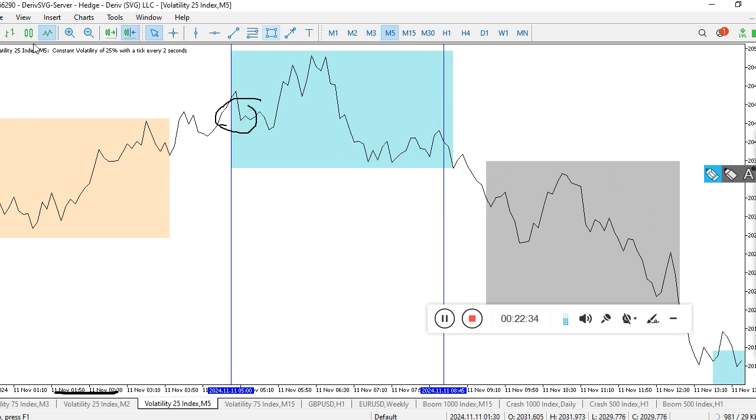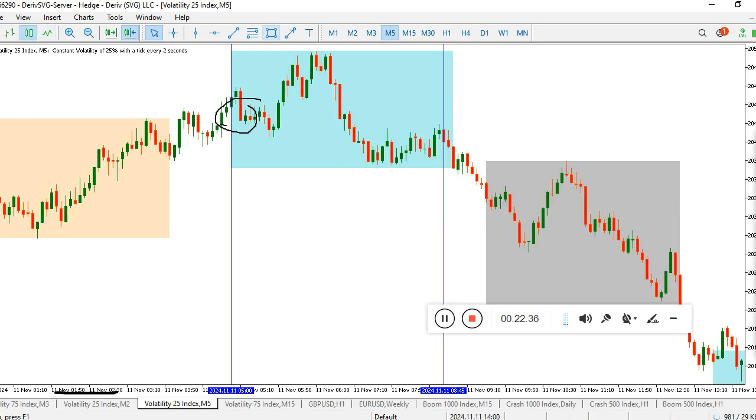So you have your CRT, and your entry will be after you have the change in market structure. So let's go deeper on this. We have a break in market structure here. This candle breaks it here, and then you have this low here. This is your break in market structure.